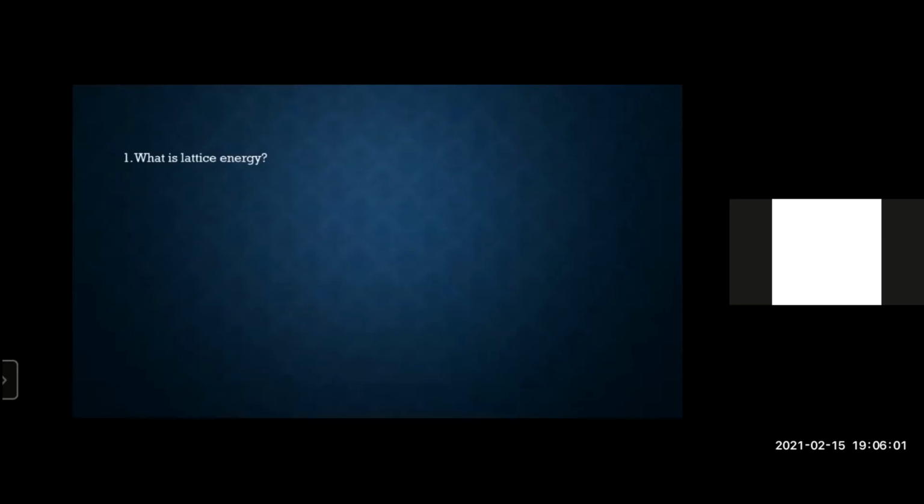What is lattice energy? Lattice is the structure of ionic compounds, and lattice energy is the energy required to overcome the strong forces of attraction in the lattice, the energy required to melt the ionic lattice. What are covalent bonds? We're done with ionic bonds now.